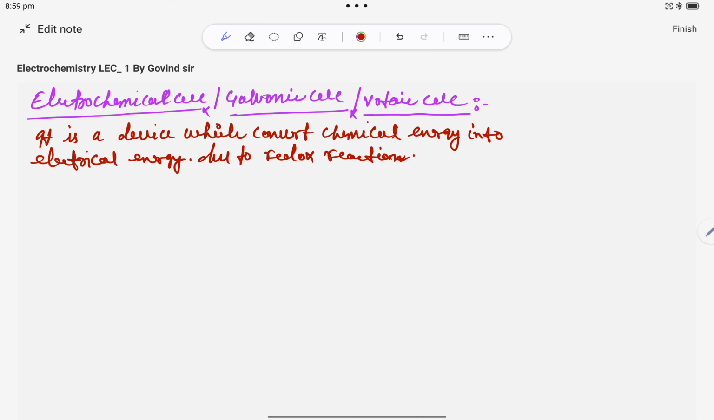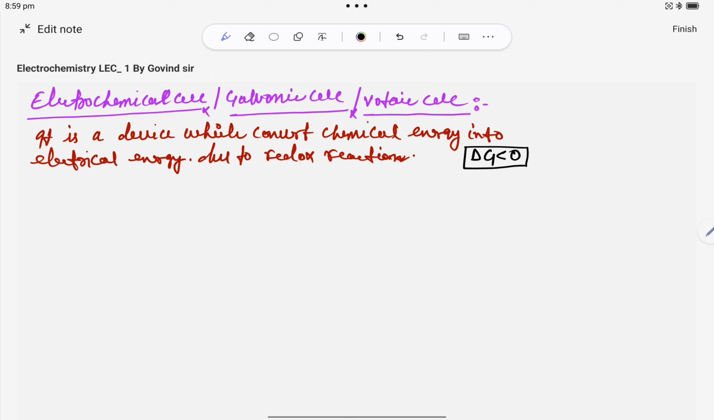So spontaneous redox reaction means delta G is less than 0. Gibbs free energy change should be less than 0. You can go through the thermodynamics Gibbs free energy concept. It is available. I will provide you the link for this Gibbs free energy change in the description. You can go through it once.